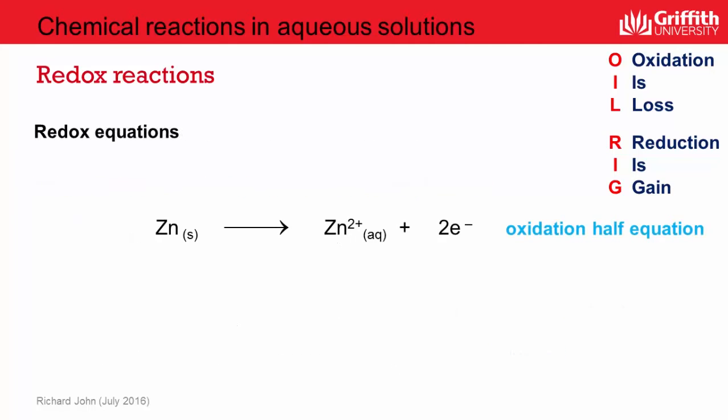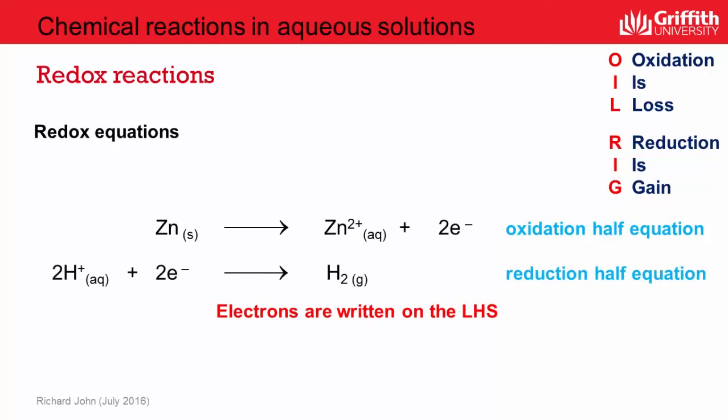So let's look at the oxidation half equation in a bit more detail. When we write oxidation half equations, the electrons are written on the right-hand side to indicate that those electrons have been lost from the zinc. In the reduction half equation, we can see that the electrons are written on the left-hand side. Electrons have been gained. So that's another way of working out whether electrons have been gained or lost and whether you've got oxidation or reduction happening. If you see electrons on the right-hand side of a half equation, that's oxidation. If you see electrons on the left-hand side, that's reduction.